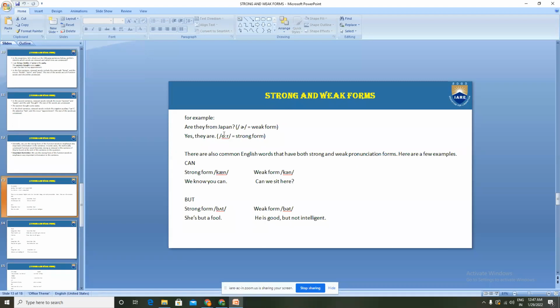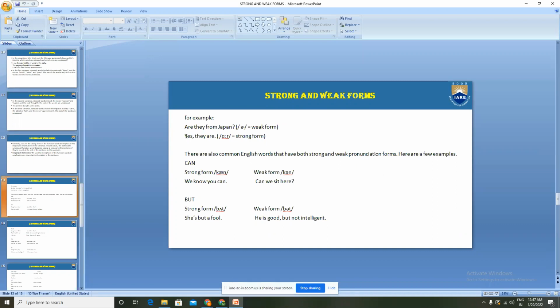Here are becomes strong because it is at the end of the sentence. If it is at the start of the sentence, we consider it a weak form. But if it is positioned at the end of the sentence, we consider it a strong form. When we pronounce Are they from Japan, we don't put force on are. Are they from Japan? Japan?